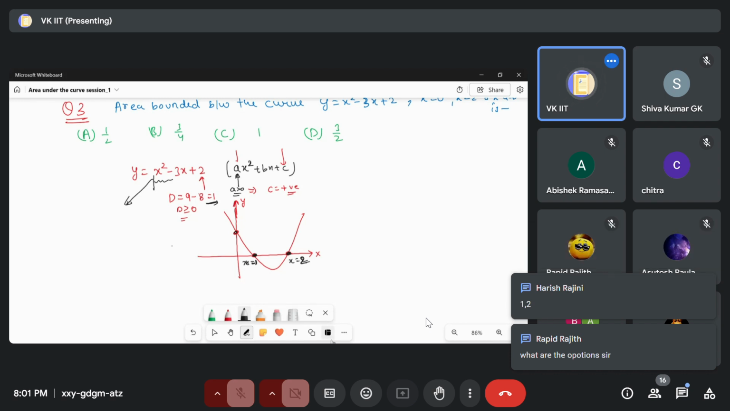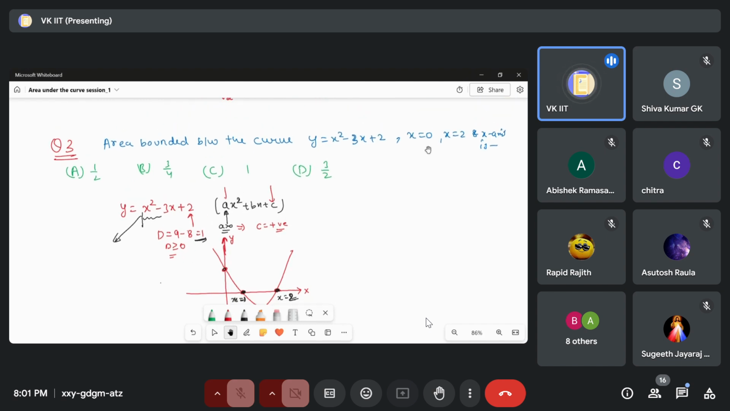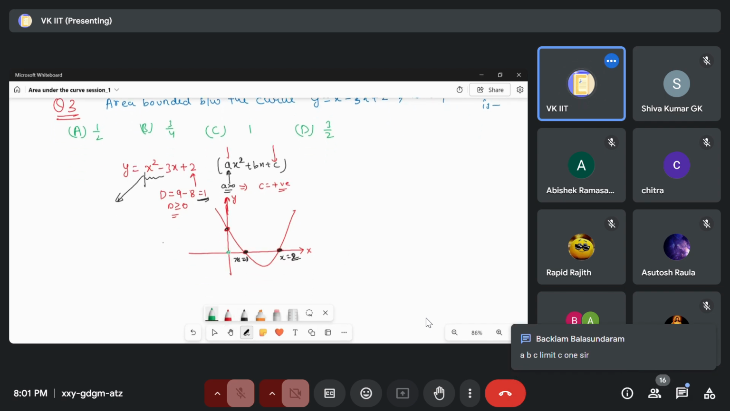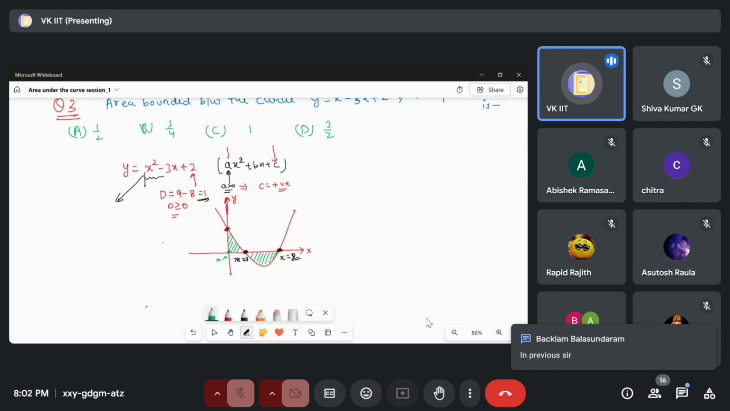And the question is asking to find the area between the curve and x equal to 0 and x equal to 2. So they are asking from x equal to 0 to 2. So this area is included and this area is included. Now can you solve these easily? Again, the same thing, the limit is breaking. So first you will integrate it from 0 to 1 and then from 1 to 2. Is it doable? I'm leaving it to you.